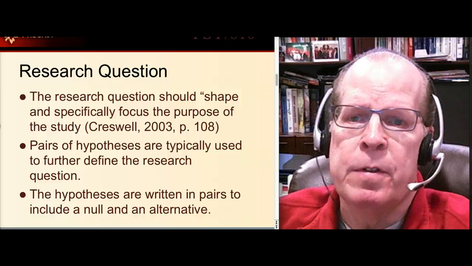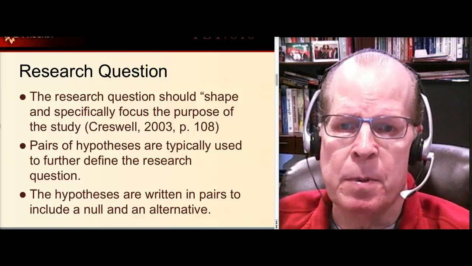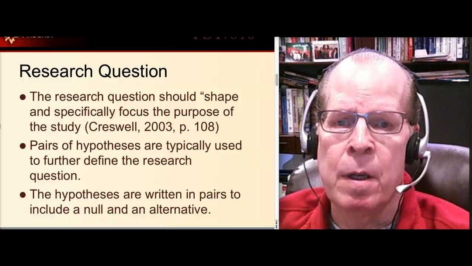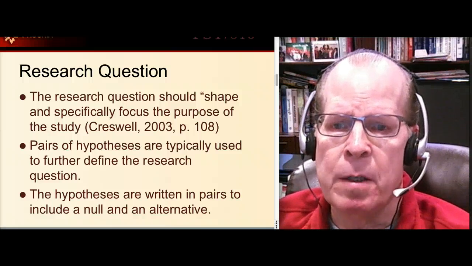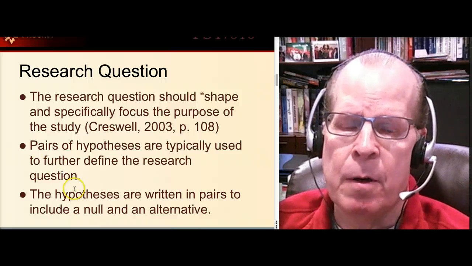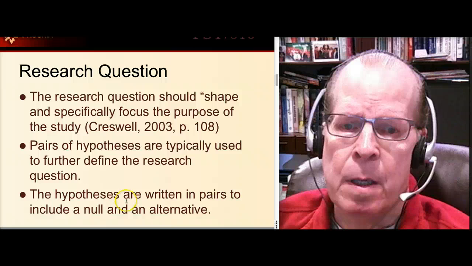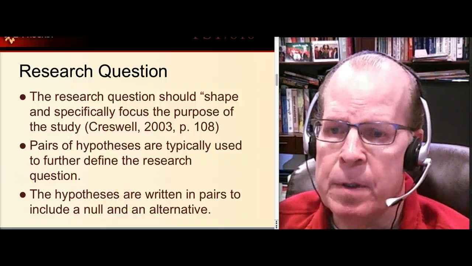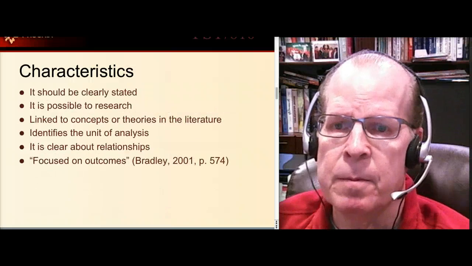The research question should shape and specifically focus the purpose of the study. So it's important. It's the question your research will answer. And then pairs of hypotheses are typically used to further define that question, and I'll talk more about that in a minute. They're written in pairs to include a null and an alternative, and the text also explains this.